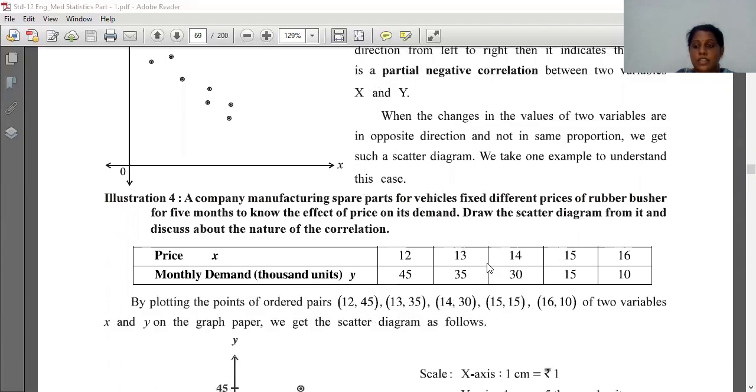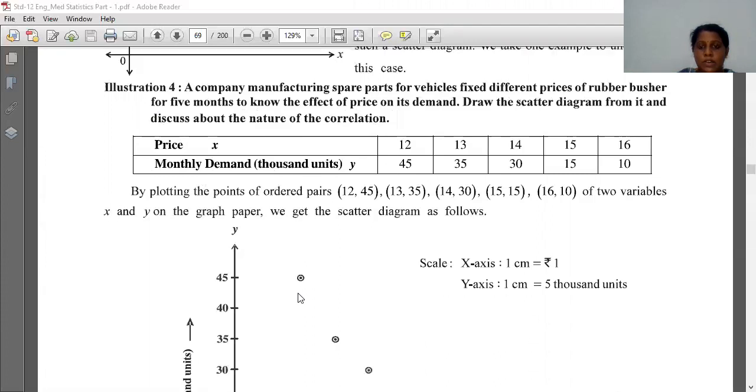One more illustration, that is illustration number 4. A company manufacturing spare parts for vehicles fixed different prices of rubber bushes for 5 months to know the effect of prices on its demand. Draw the scatter diagram from it and discuss the nature of the correlation. Price X is given, monthly demand is given.